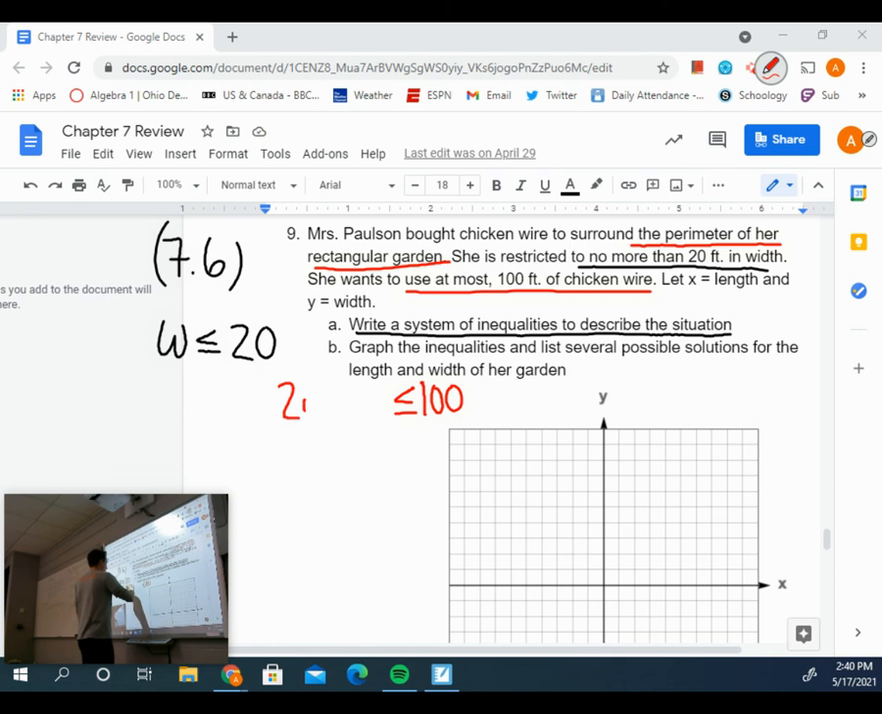Well, what's the perimeter of a rectangle? 2w plus 2l. That comes from the idea that a rectangle has two widths and two lengths, if we think about the different sides of a rectangle.